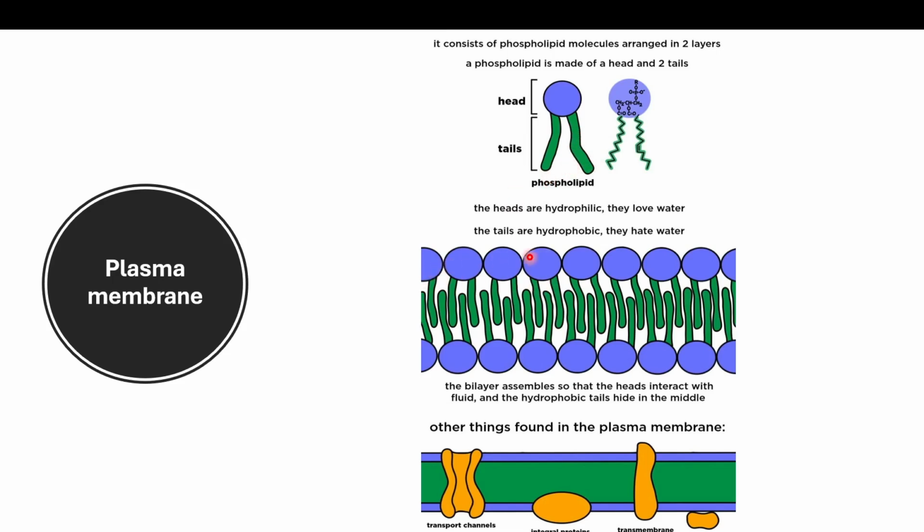This is the reason that the polar heads are towards the outside, either outside the cell or towards the cytosolic part, which again is comparatively polar, and the hydrophobic parts, or water hating part, or rather water fearing part, are protected away from the polar environment on both sides. So the bilayer assembles so that the heads interact with the fluid outside and the hydrophobic tails hide in the middle. Okay, so there are many other proteins found in the plasma membrane. There are transport channels, integral proteins, transmembrane proteins, peripheral membrane proteins as well, which have different kinds of functions. Okay.